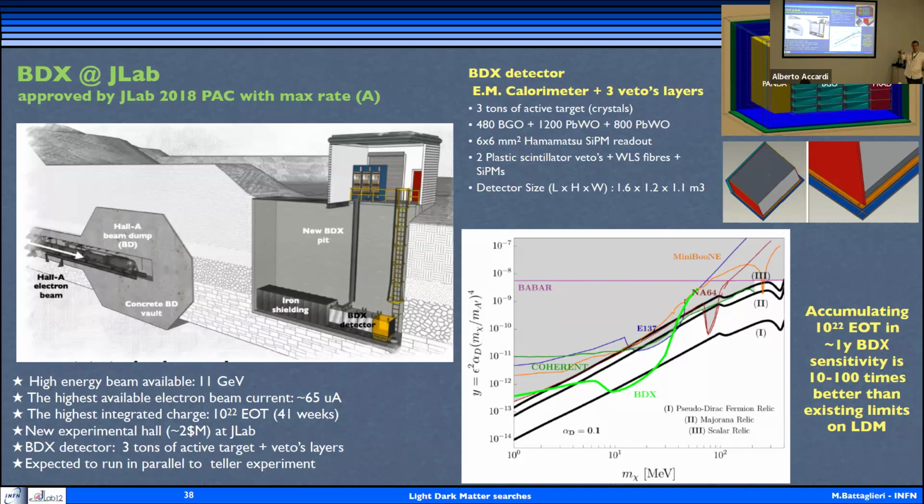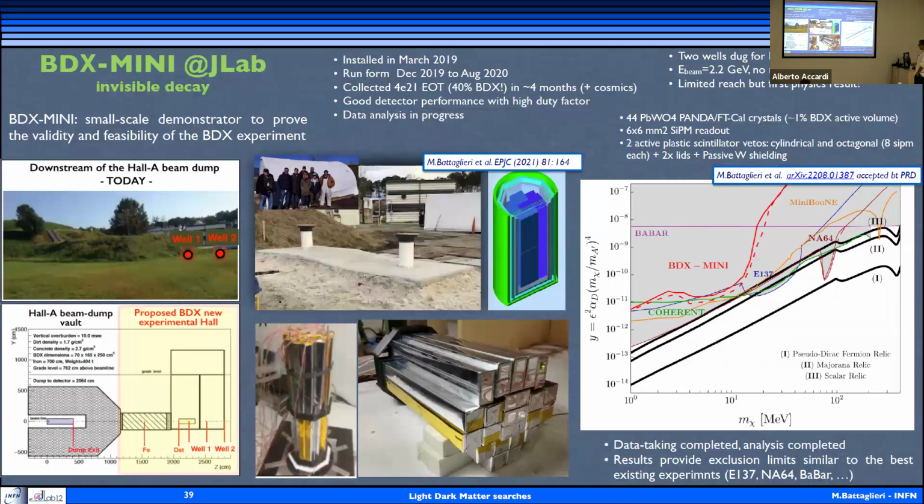So, putting together different experiments running in different facilities, you may cover and exclude the entire parameter space. Actually, an experiment like BDX already ran at JLab. It was a pilot experiment with 1% of the volume that took data for 2 years, and put a limit within an area already excluded by other experiments. But it demonstrated that even a small scale experiment with a small volume could run for a year without any issue with the background, demonstrating the technology.